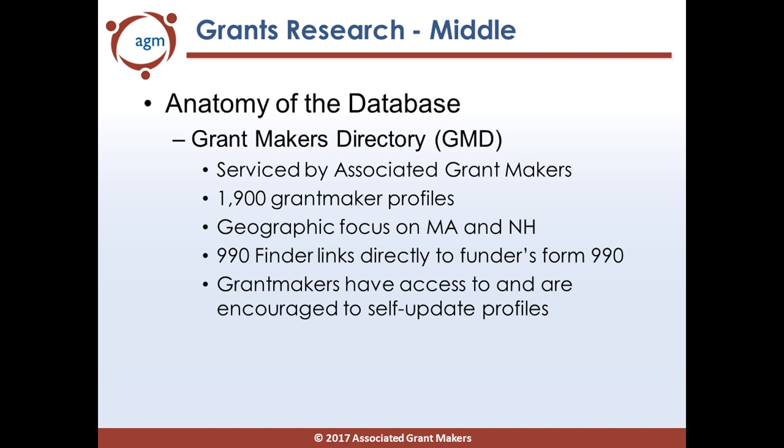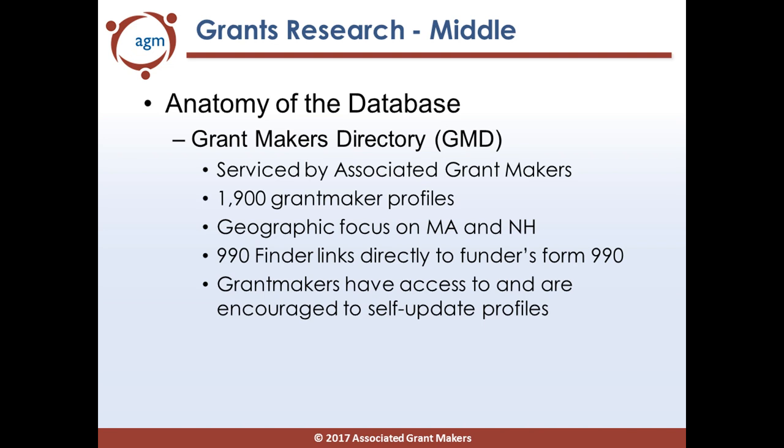AGM has our own proprietary database that is sourced from a combination of our own members and our own research, as well as imported data from the Foundation Directory Online. We have over 2,300 grantmaker profiles; that's actually an old number there from the 1900s. All of our grantmakers have a geographic focus on Massachusetts and New Hampshire, so we take out a lot of the guesswork, where our geographic focus is already honed in on our specific area. We have a nice widget that the Foundation Directory Online provides, called the 990 Finder, so you can go directly to a funder's 990 from our profiles as well.